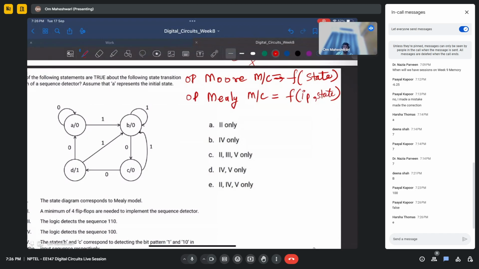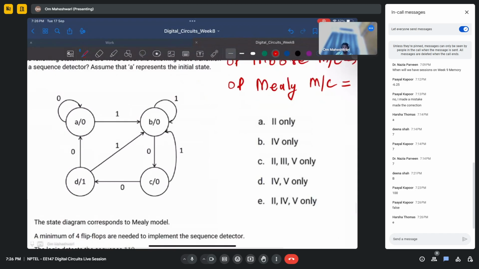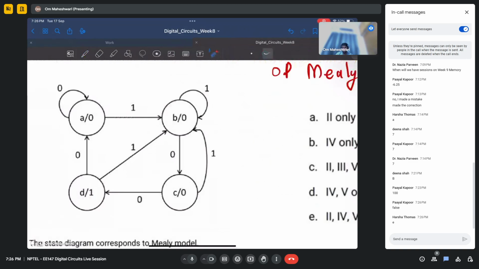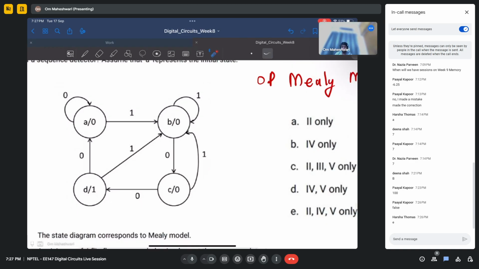Right. So in this one, we see output is only corresponding to every state. So whenever at state A, output is always 0. Whenever at state B, output is also 0, always 0. Whenever at state D, output is always 1. And whenever at state C, output is also 0, always 0, no matter what the input is. So output is a function of state only here. So this is a Moore machine.